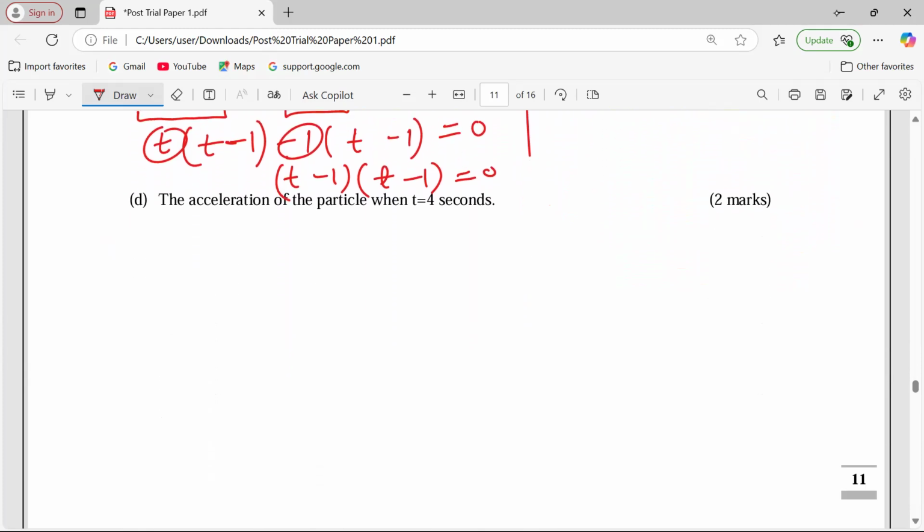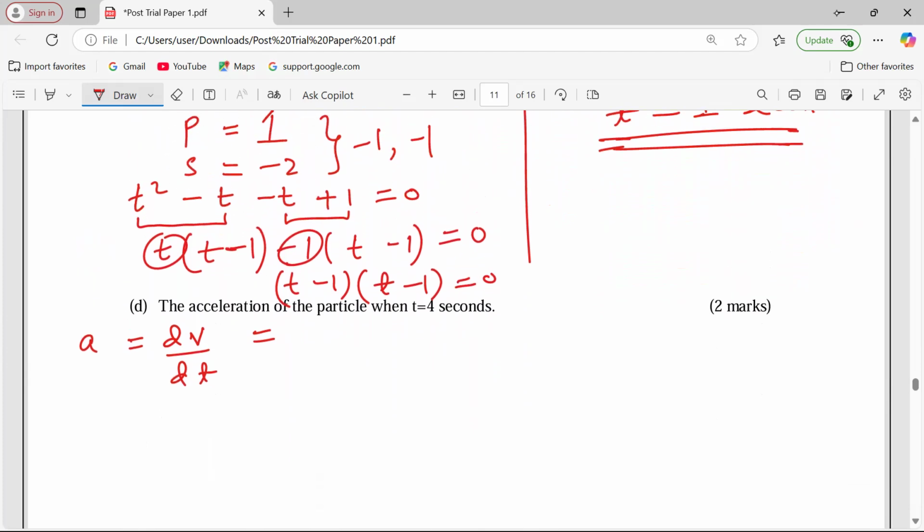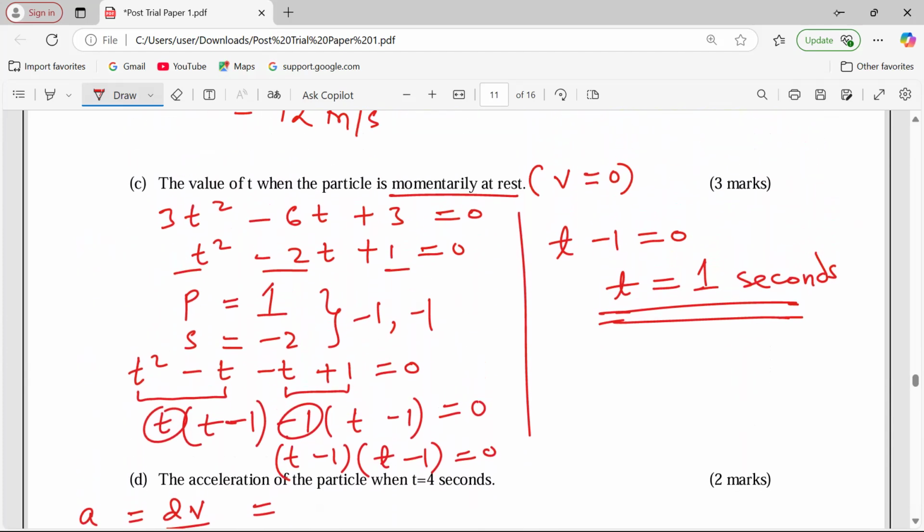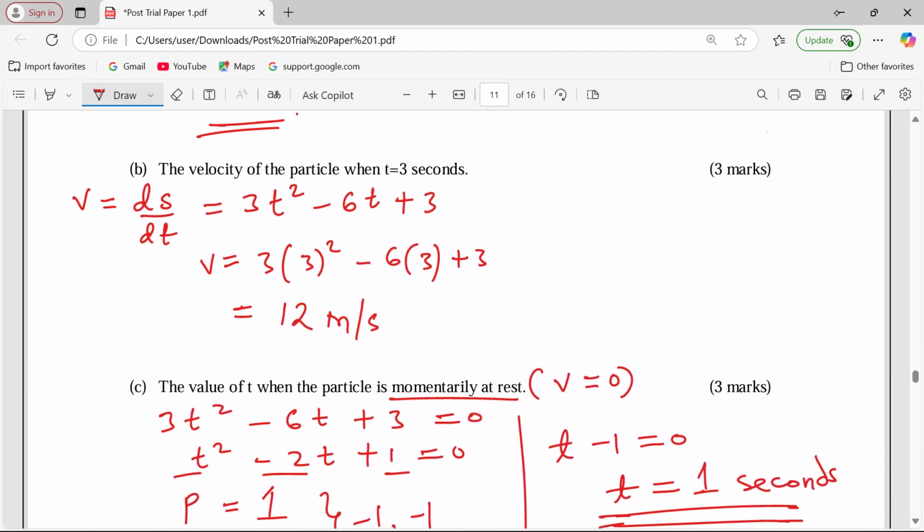Then we have a part D here that says we find the acceleration of the particle when t equals 4 seconds. For us to get acceleration, we need to differentiate velocity with respect to time. So we go to the velocity function and we differentiate it. This is the velocity function. So we are supposed to differentiate it.